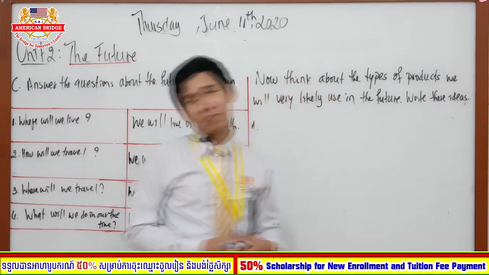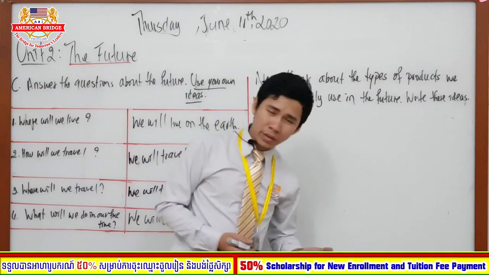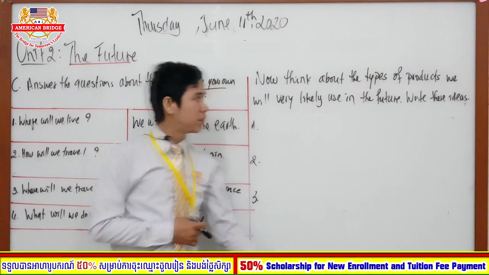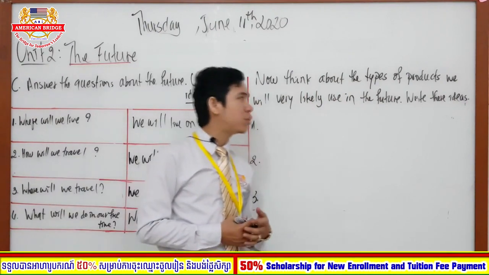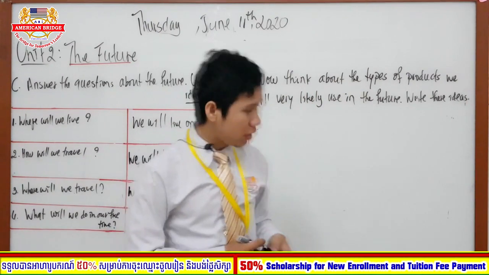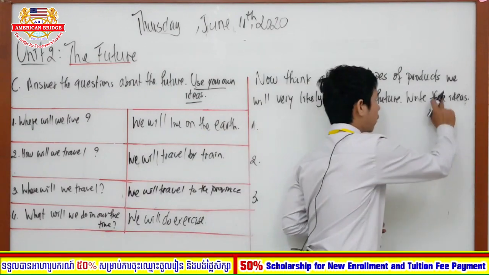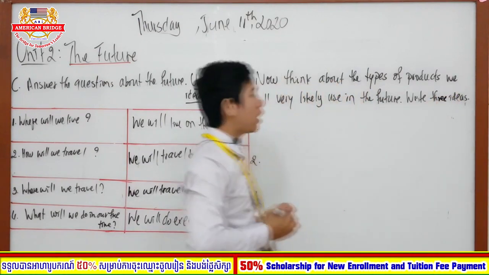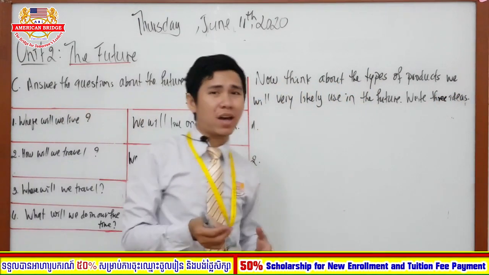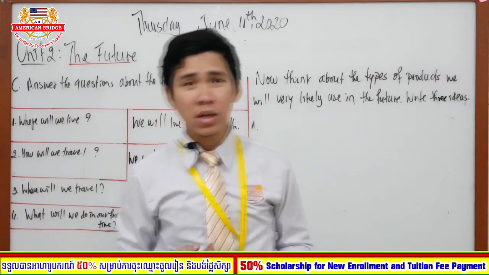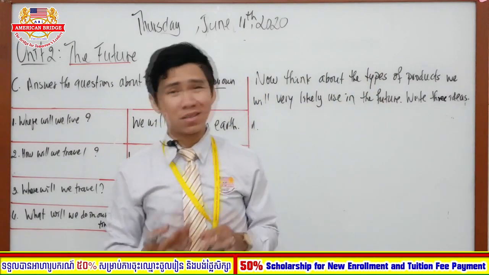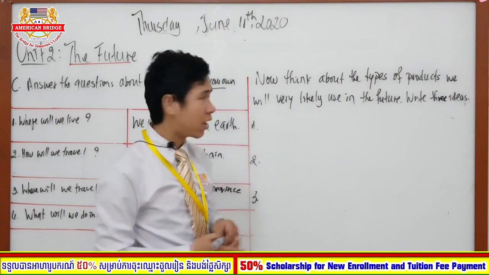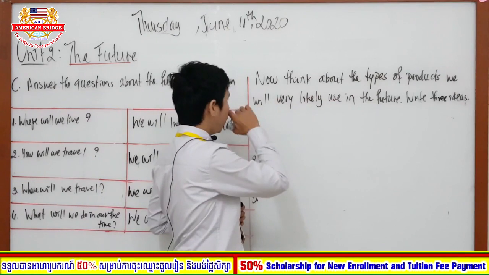Okay, all right. So for the next one, they want you to think, okay? So now think about the types of products we will very likely use daily in the future. Write 3 ideas. Okay, so here we want you to think about the types of products. What types of products are you going to use? Then think about 3 different ideas.